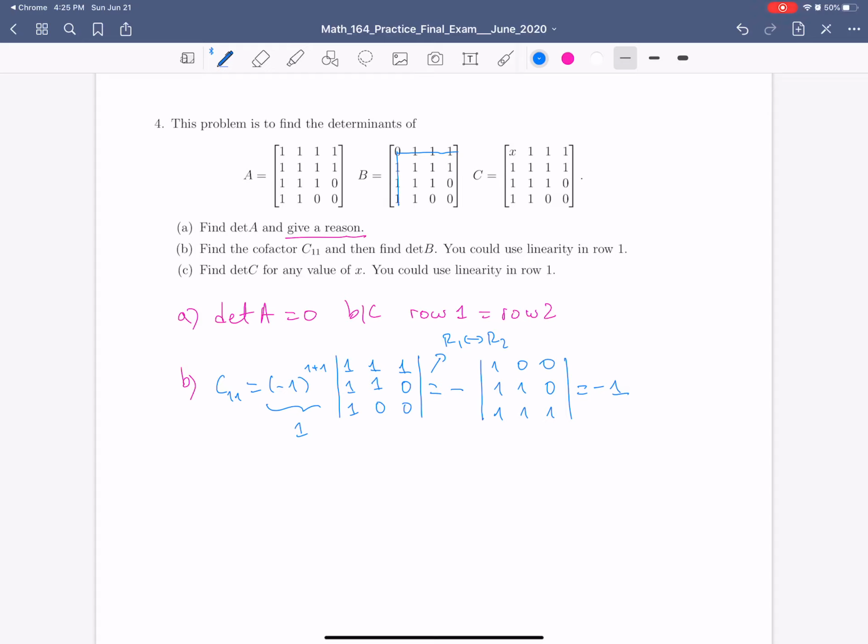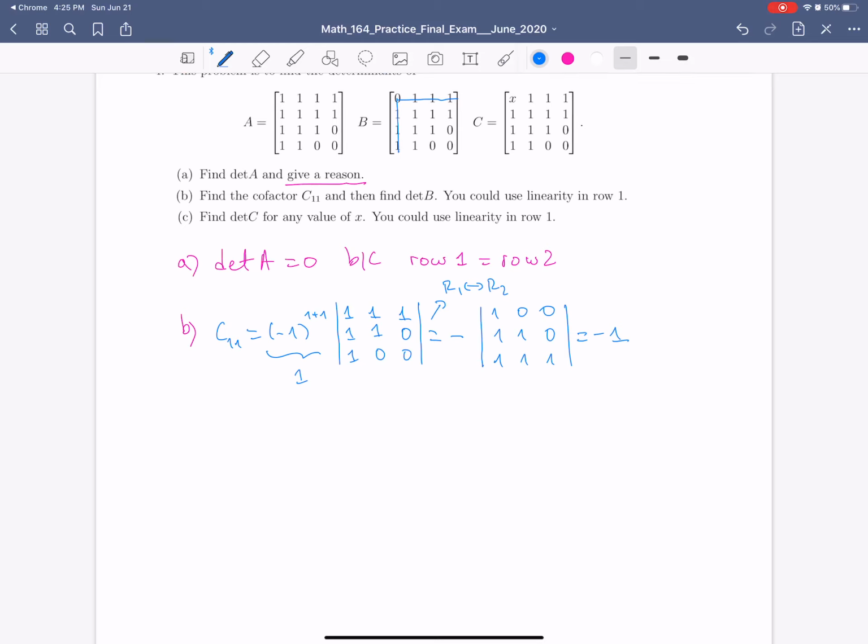Now, how do I use linearity? Of course, you can find the determinant of B in other ways. In fact, if you used reduction, you wouldn't need C11 at all. However, if you look at the matrix A, or the determinant of A, so you have 1, 1, 1, 1, 1, 1, 1, 1, 1, 1, 1, 0, 1, 1, 0, 0. Linearity in the first row means that I can write this as the sum of two determinants whose first rows add up. So the second, third, and fourth rows, they need to stay the same.